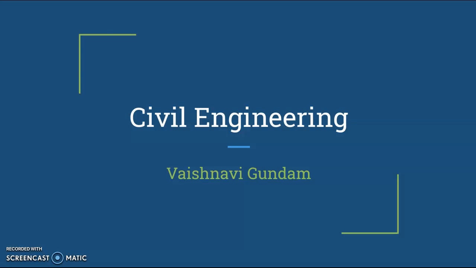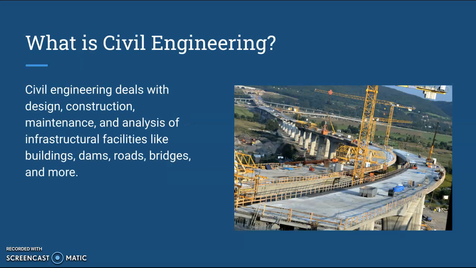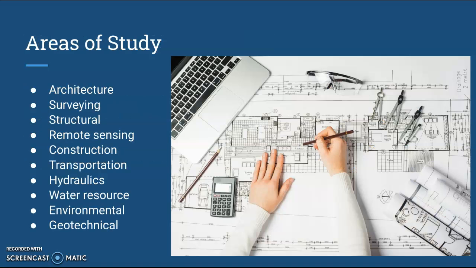About civil engineering. So, what is civil engineering? Civil engineering deals with design, construction, maintenance, and analysis of infrastructural facilities like buildings, dams, roads, bridges, and many more. So, first, what are the areas of study? In civil engineering, there are many different fields, and it's not particular to one field. So, there are many things like architecture, surveying, structural, remote sensing, construction, hydraulics, water resource, and many, many more.